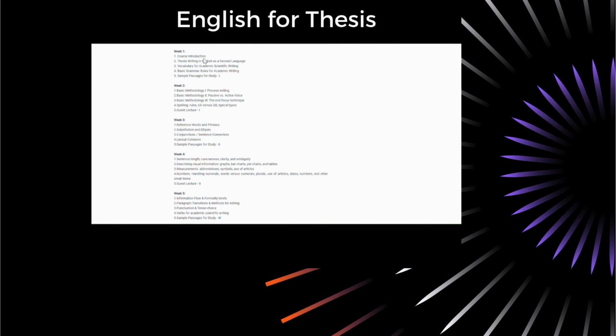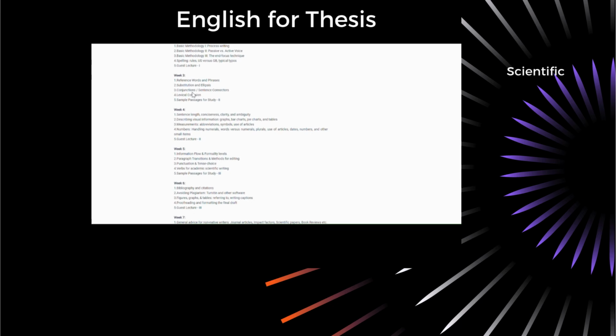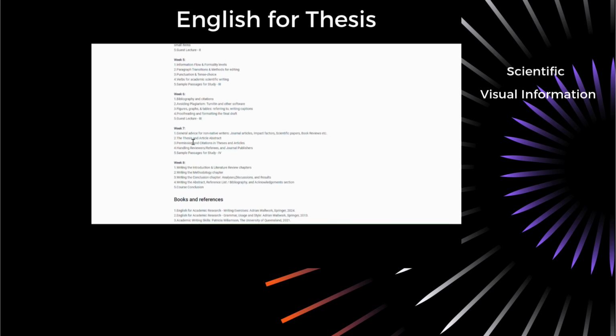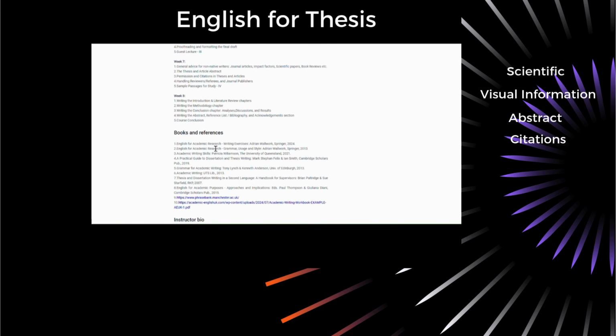So the course layout is, they'll teach you academic scientific writing and basic grammar. They will also describe visual information like graphs, bars, charts, tables, handling numerals, article abstract writing, citation for thesis, and review references, from where to get those things.